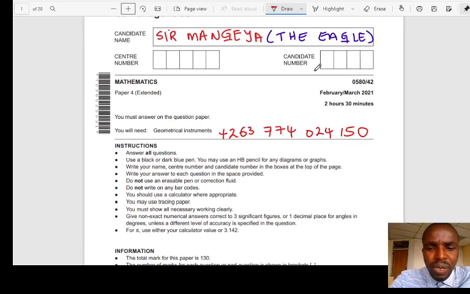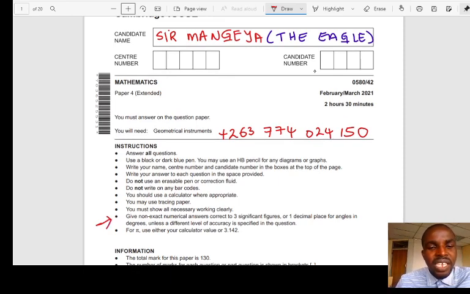Before attempting this question paper, or in fact all question papers, the most important thing is to consider the instructions. Here you can see the instructions, and the most important instruction is the degree of accuracy. If the degree of accuracy is not given, then answers must be given to 3 significant figures, or 1 decimal place if it's an angle. Omission of essential working will result in loss of marks, so you have to show step by step. Let's get started.